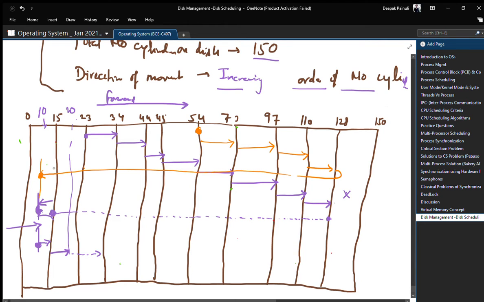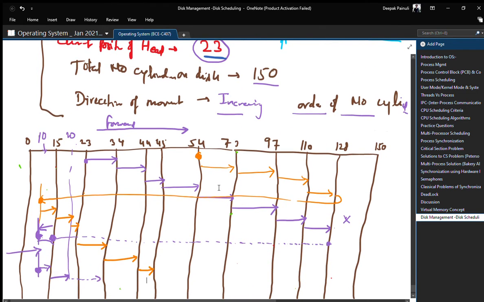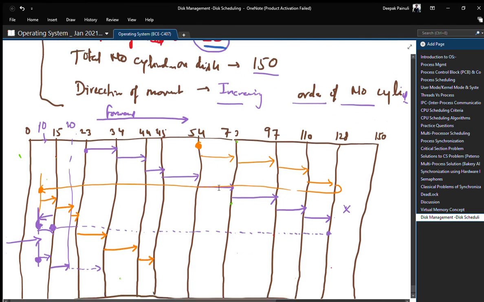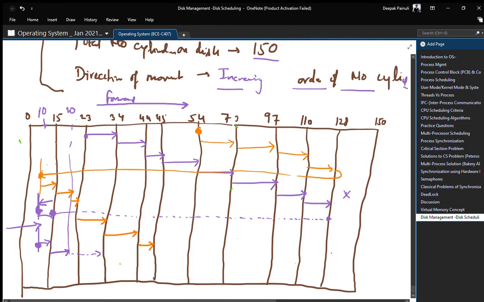It will directly jump to 10. After 10 it will go for 15, then 20, then 23, then 34, then 44, 45, like that. Now using these two examples you can understand how it's behaving, right? But as given in the question, if we solve this same question, the direct jump will be at 15 and the algorithm will stop because we have no further request.